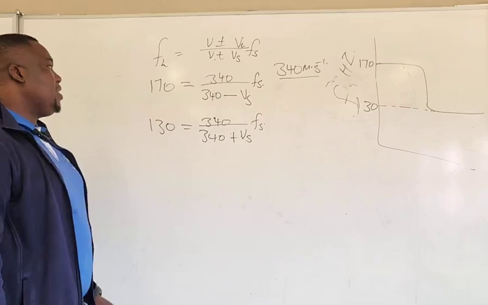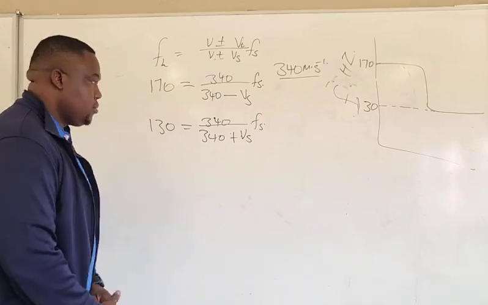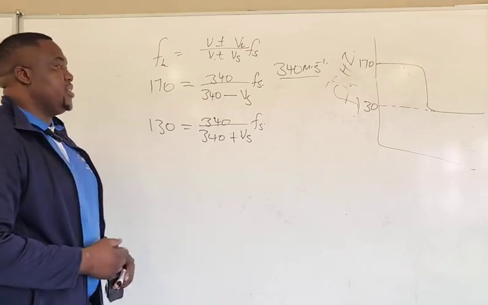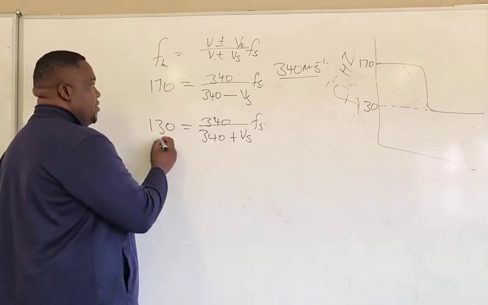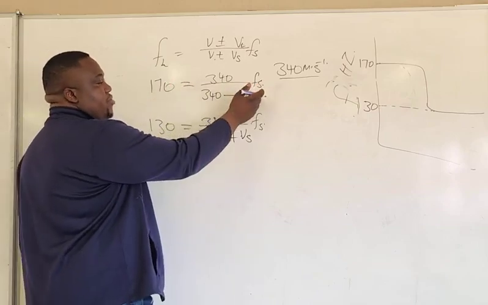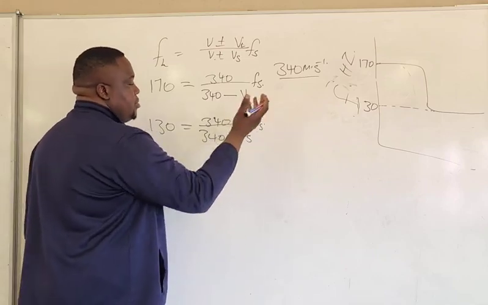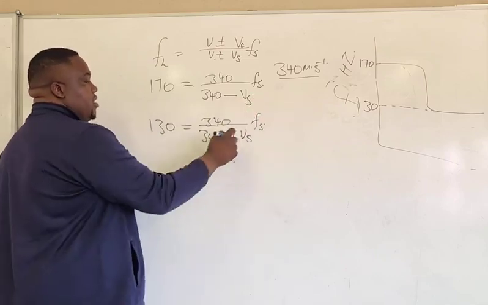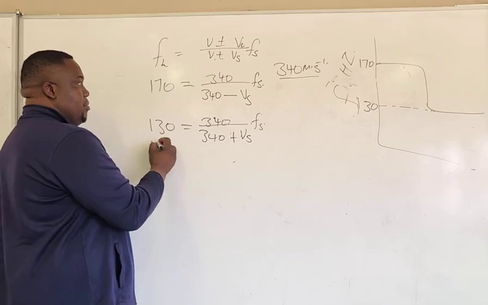Then let us make some substitution. We are going to solve it simultaneously. How do you go about it? Let us check the first one. We make Fs or Vs the subject of the formula. We'll see which one will be easier, then we come and substitute here. It is going to be a long process, but it has got 1 mark.